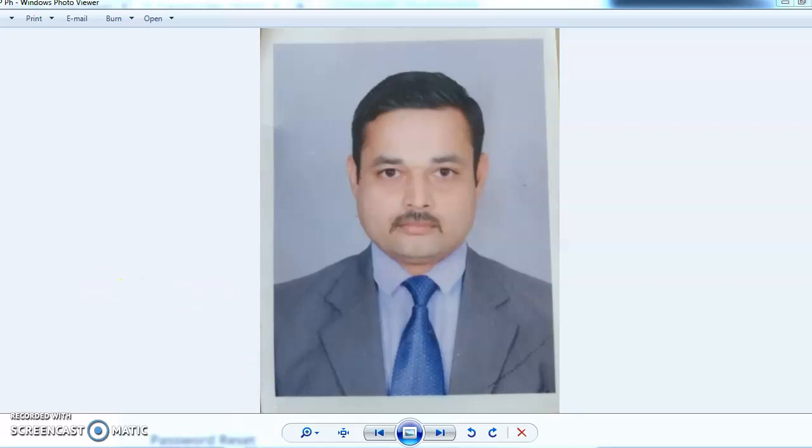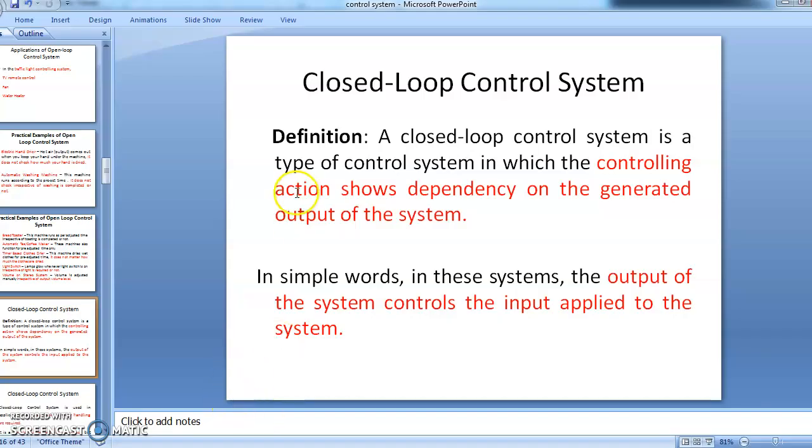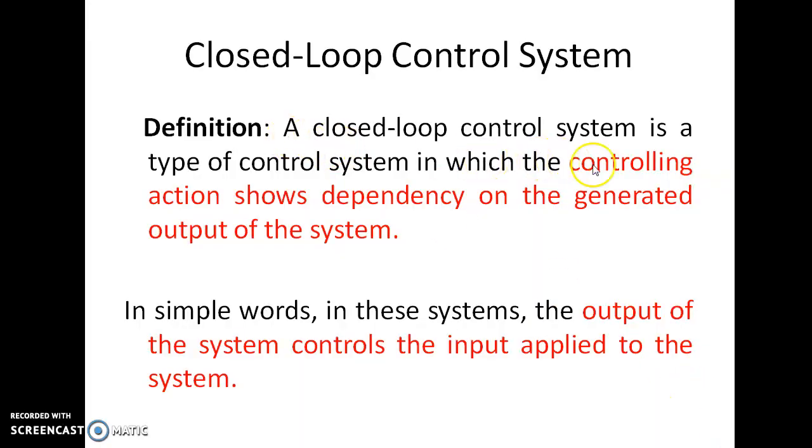So in this session we are going to see the closed loop control system. So what is a closed loop control system? A closed loop control system is a type of control system in which the controlling action shows dependency on the generated output of the system. In simple words, in these systems, the output of the system controls the input applied to the system.